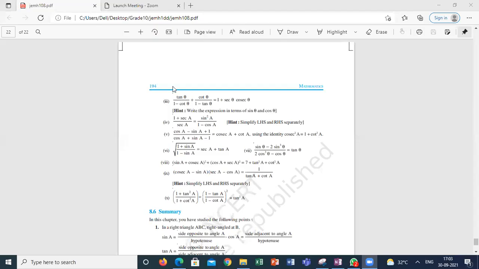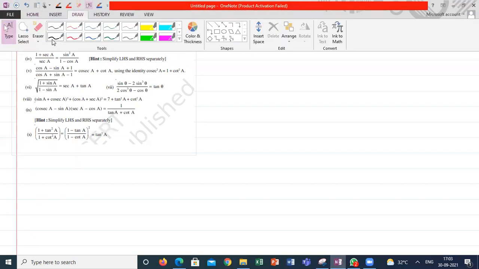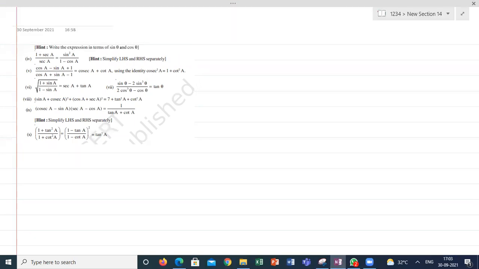Yesterday we did up to question 3. We'll start from the fourth one. So same, LHS is equal to RHS. In case of MCQs, they will just take A is equal to some 45 degrees or something, and you can substitute and check which option comes out correct. For the fourth question, they are asking to prove (1 plus secant A) by secant A is equal to sin square A by (1 minus cos A).